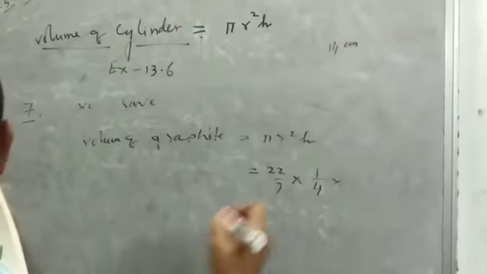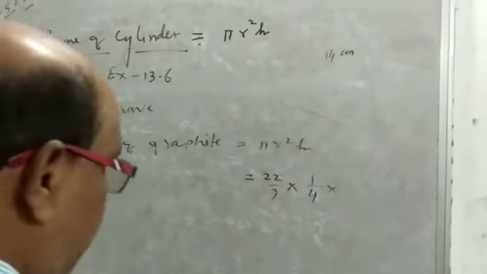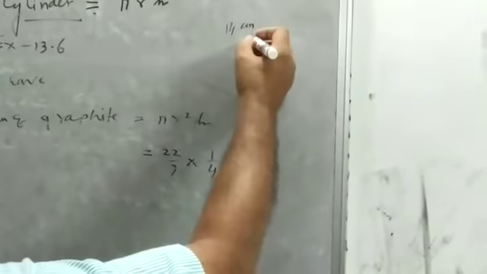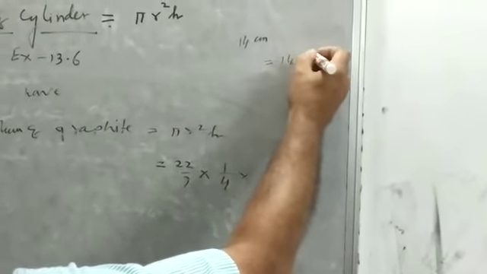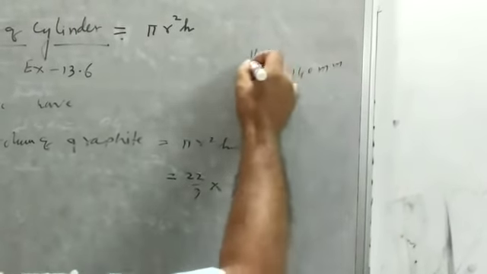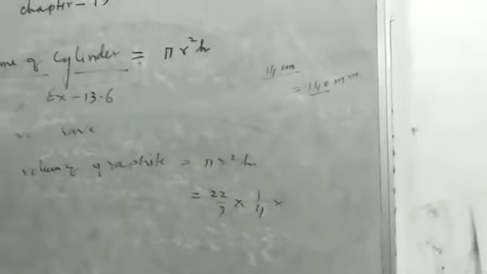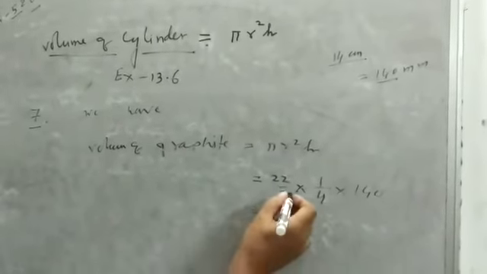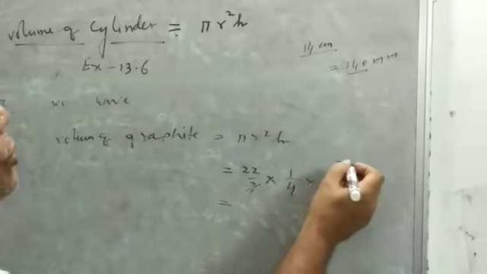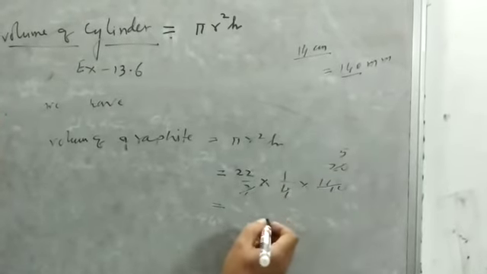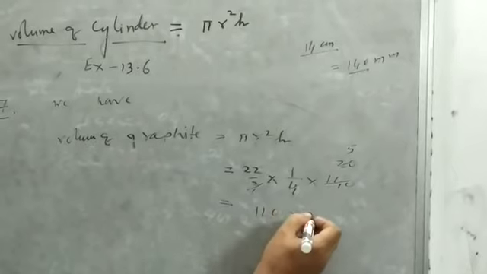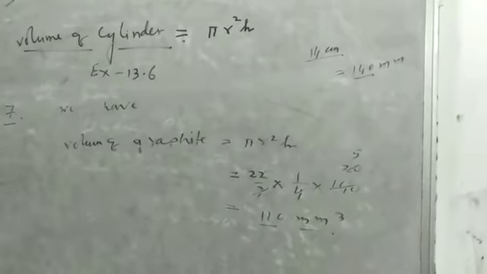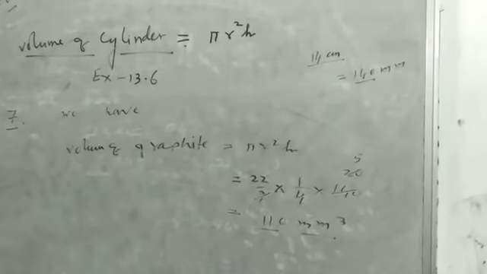The other unit is given in millimeter, so this is in millimeter. So this 14 centimeter is how much? It is 140 mm. That we will put. So 140, then we cancel it; it is 20 and it is 5. So it is 110 mm cube. Means 110 millimeter cube is the volume of graphite. So the first part we got the answer.